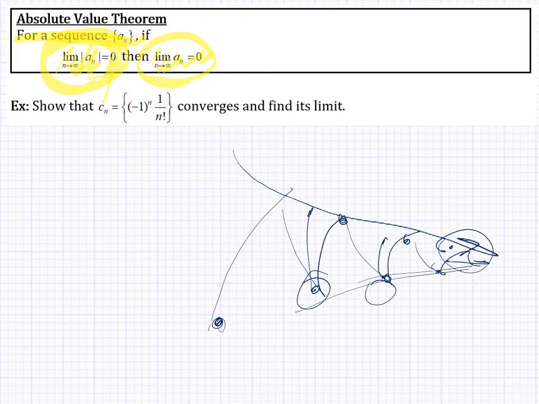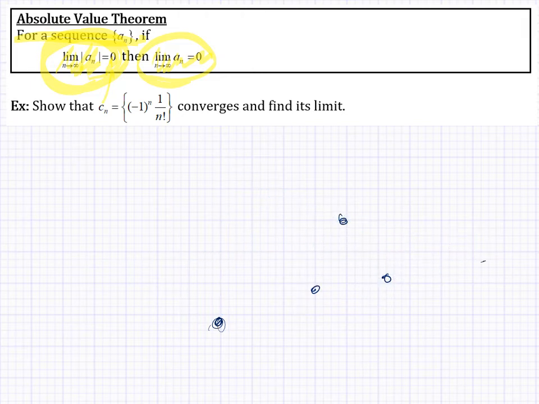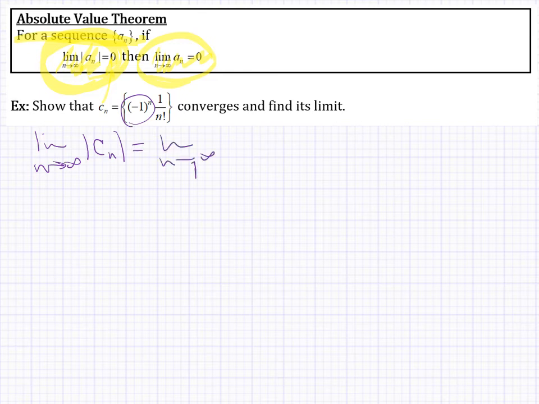And so that makes this a little bit easier when it comes to the function concept, because lots of times when you include this, say like negative 1 to the n, it might be harder to do the limit with a function. But if we can eliminate that, so if I look at the limit as n goes to infinity of the absolute value of c sub n, that would be just the limit as n goes to infinity of the sequence without that alternating piece. So that would just be 1 over n factorial.